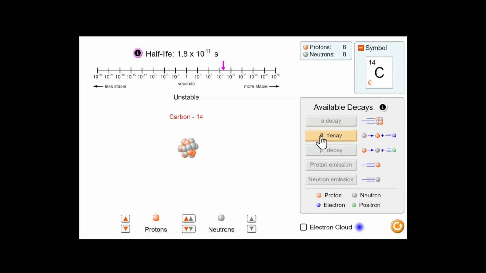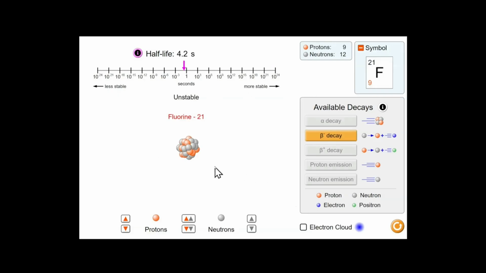So let's have a look at it. The beta 14, it's spat out there. The neutron becomes a proton. So it changes from carbon to nitrogen, decays into nitrogen 14 with 7 neutrons, 7 protons, and everyone is happy. It has an infinite half-life, which means it's not going to decay at all, ever. And this is older than the age of the universe.